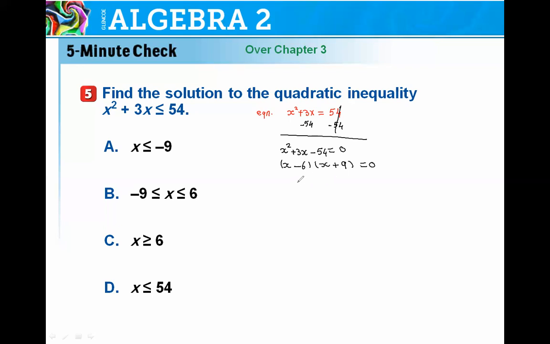And then we can get the two answers. You have two brackets multiplied together equal to 0, so maybe the first bracket is equal to 0. So x minus 6 equals 0, or x plus 9 equals 0. From here, we deduce that x is equal to 6, and x here is equal to negative 9.